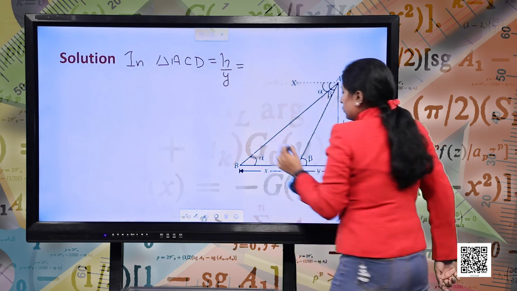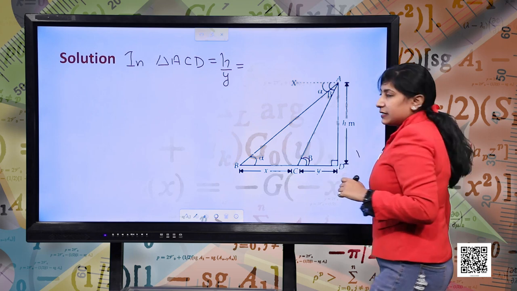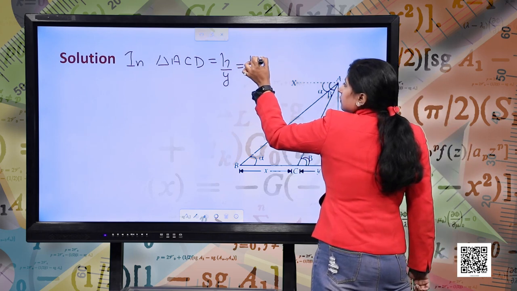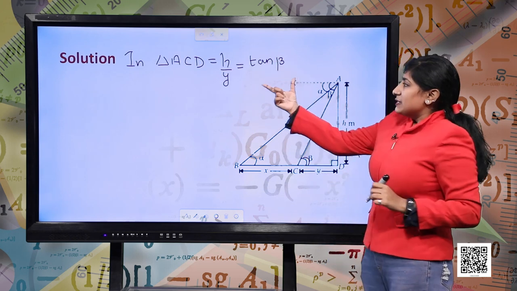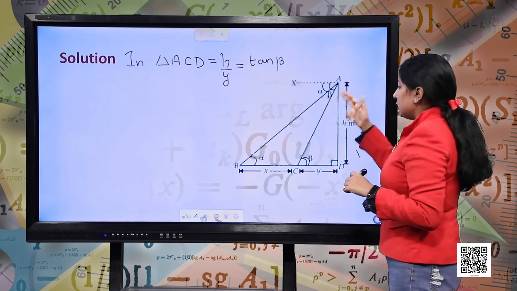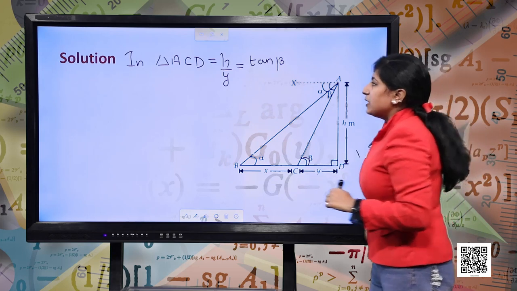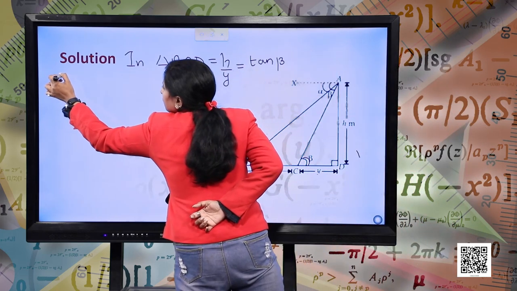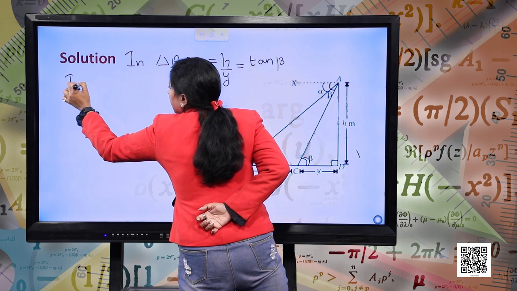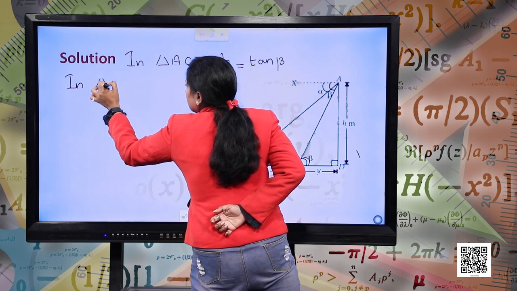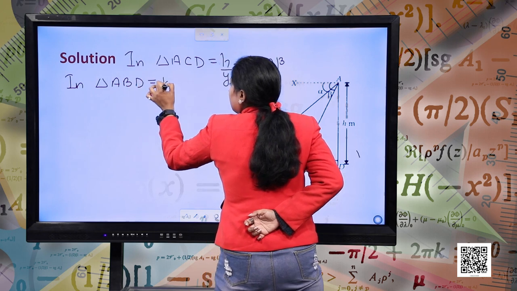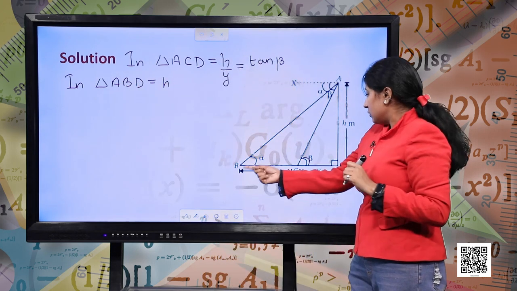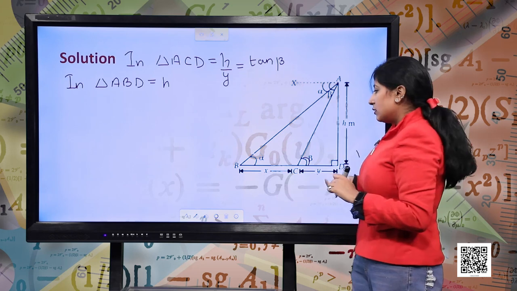H upon Y is equal to tan of this angle, that is beta. This is one equation. We will use it. I am taking now triangle ABD. In triangle ABD, again H is the perpendicular and X plus Y is the base.